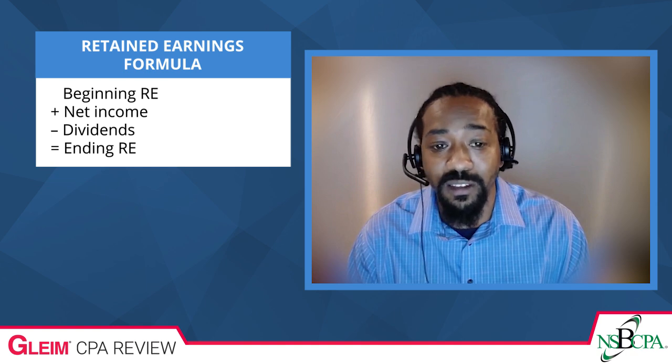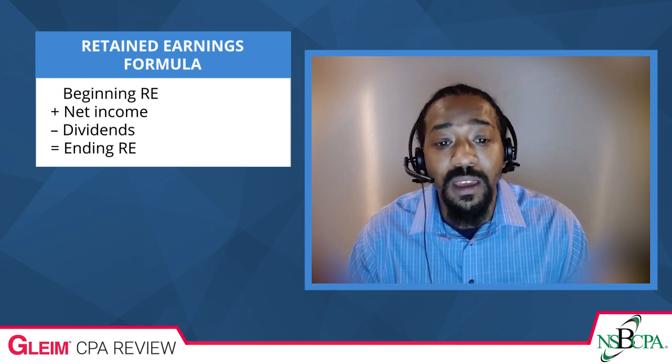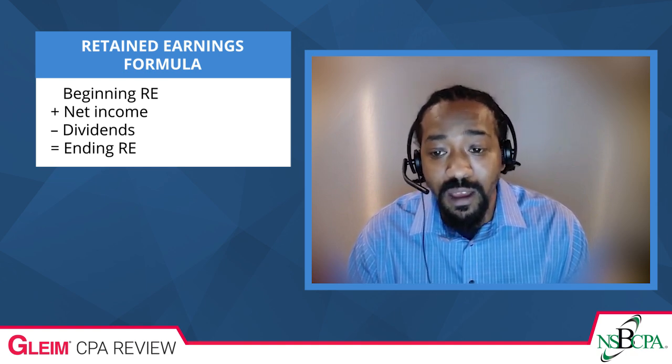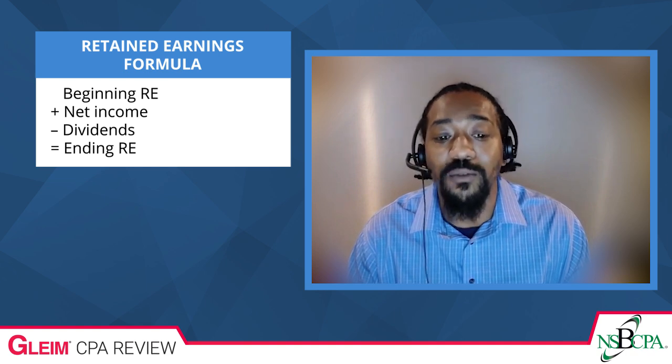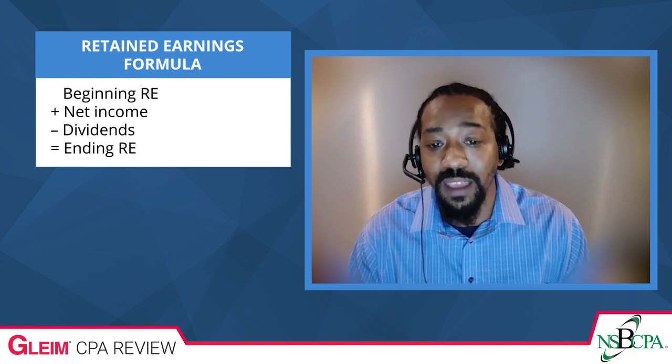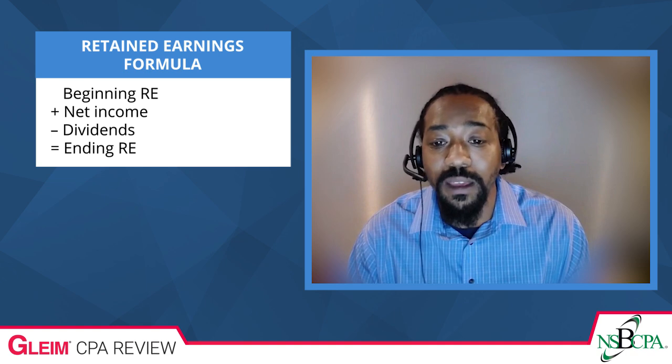This is a good time to review how to calculate the ending balance of retained earnings. The formula is beginning retained earnings plus net income minus dividends. That will arrive at the ending retained earnings balance. If revenues are less than expenses and the company has a net loss, the net loss is subtracted.